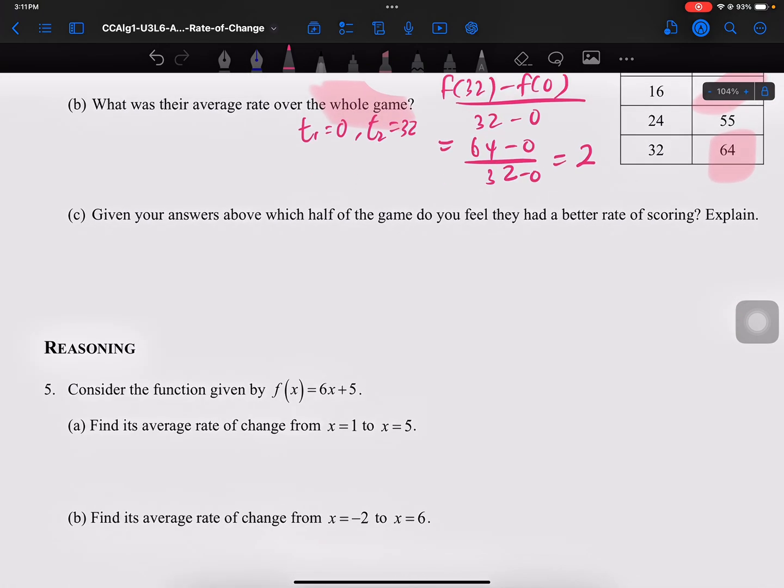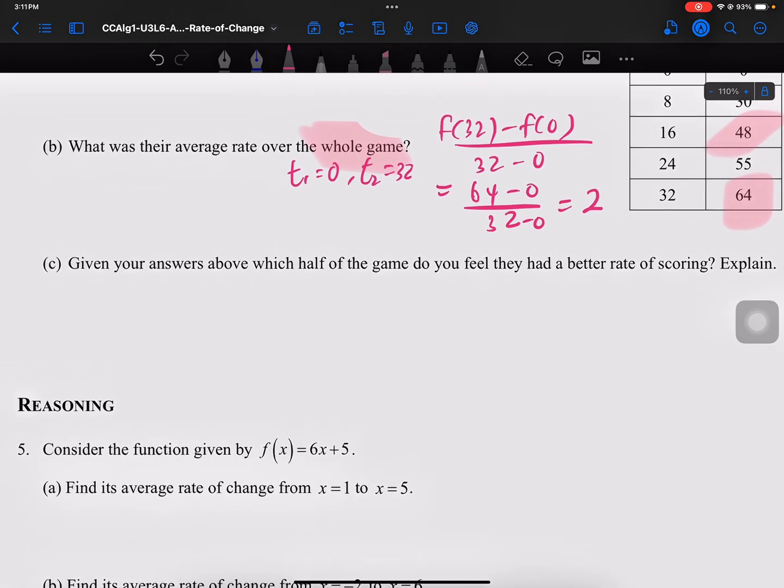Then for C, given your answer above, which half of the game do you feel they had a better rate of scoring? Explain. We can see that 3 points per minute is faster than 2 points per minute. This means that they were scoring more quickly in the first half than in the second half. The first half had a better scoring rate because they averaged 3 points per minute compared to only 2 points per minute for the whole game.